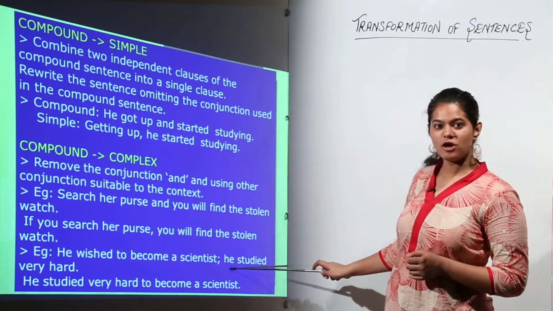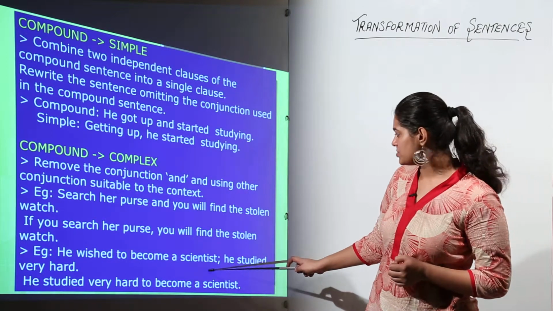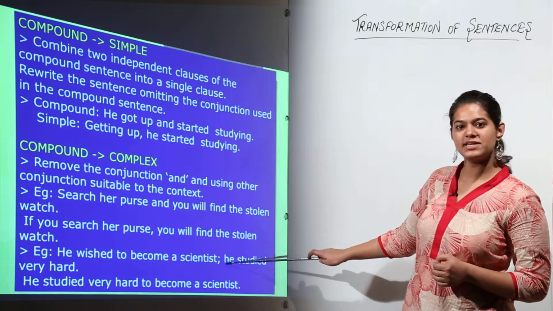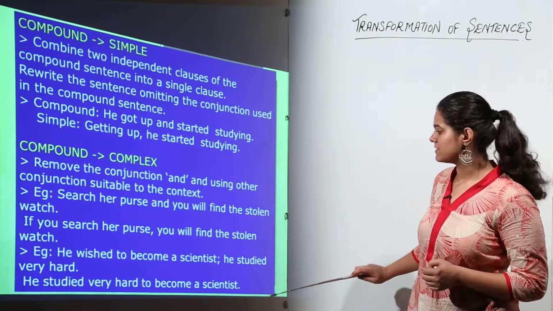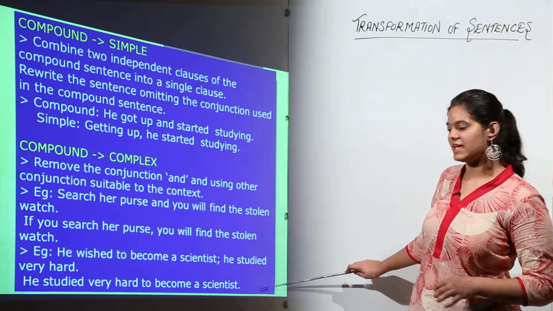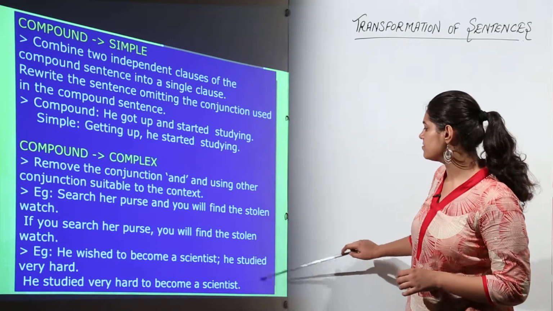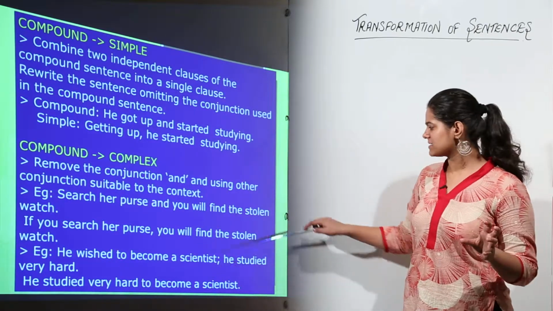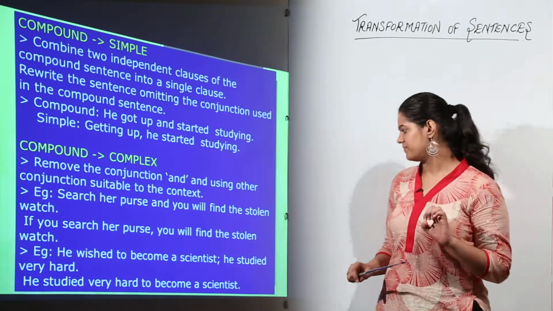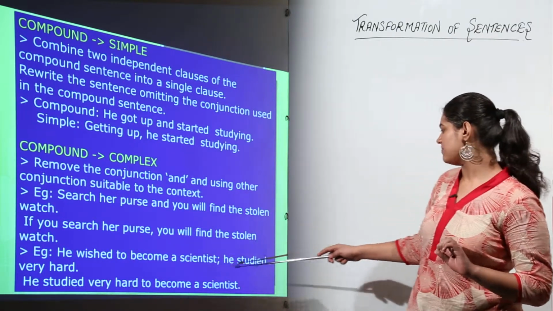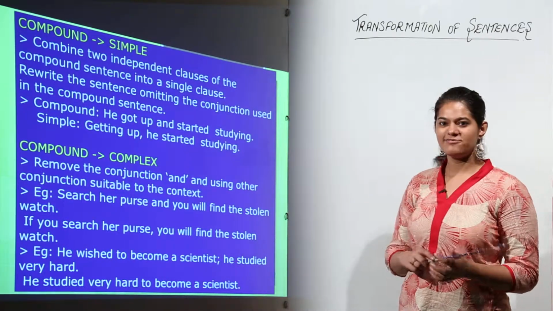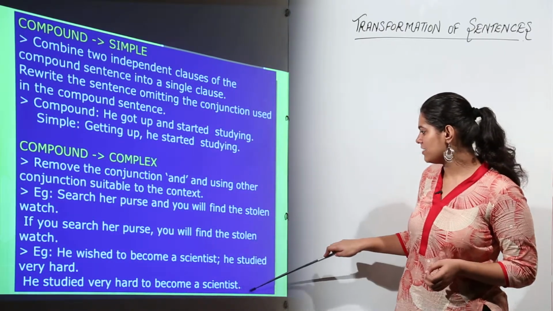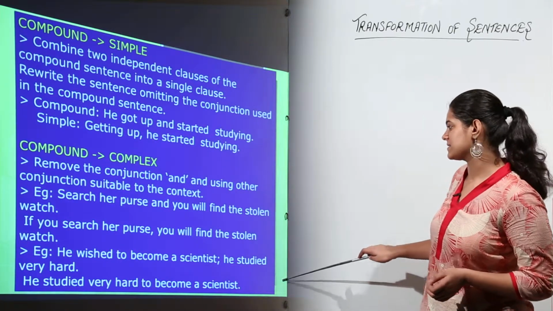Next, the sentence is: he wished to become a scientist; he studied very hard. A semicolon has been used here as it is a compound sentence. You can make this into a complex sentence by saying, he studied very hard to become a scientist, right. So, what you have done here is replaced a number of words with one word. They have just played with the words a little, and it is written, he studied very hard to become a scientist.